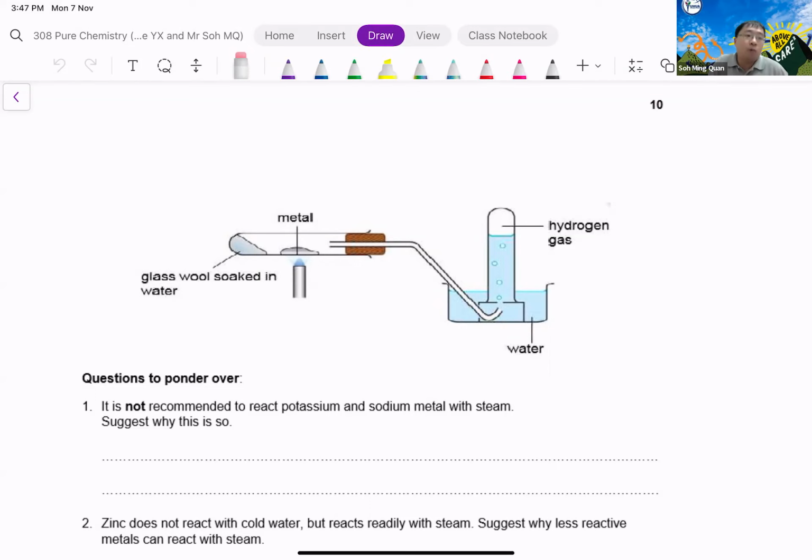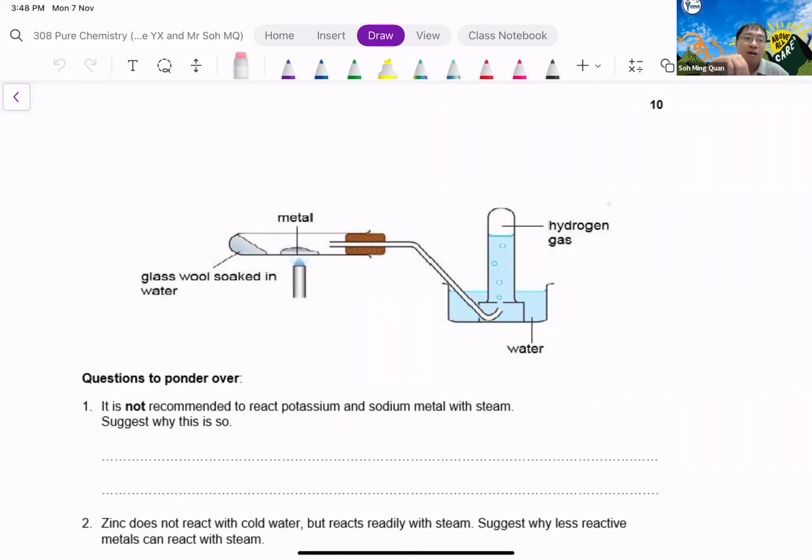So basically, we fill a test tube or boiling tube with powdered metal, and we have glass wool soaked in water. Now, what is glass wool? You all have seen cotton wool before. Cotton wool is obviously made of cotton. Glass wool is wool made from glass. So glass wool is almost like cotton wool, but it's made from glass. So you need to handle it properly because you don't want glass wool to break in your fingers.